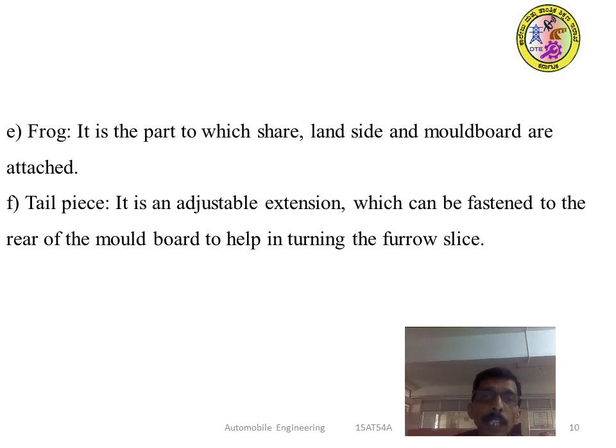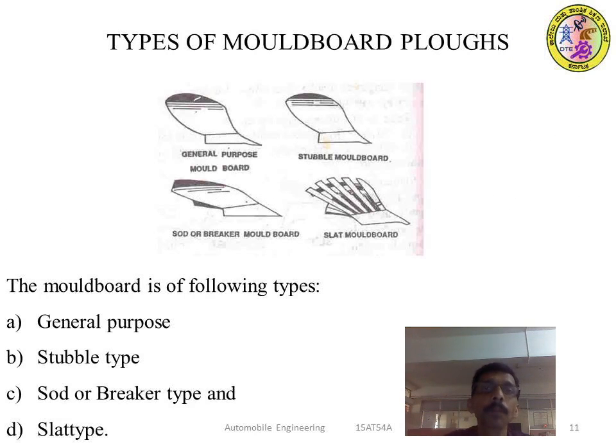It is an adjustable extension which can be fastened to the rear of the moldboard to help it in turning the furrow slice. So the main purpose of this is for turning of your furrow slice. This tailpiece is used. It is an extension, means it's an adjustable extension, and it is fastened to the rear part of the moldboard.